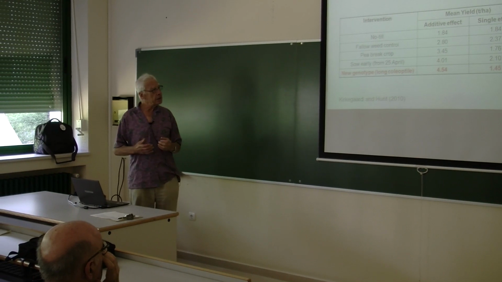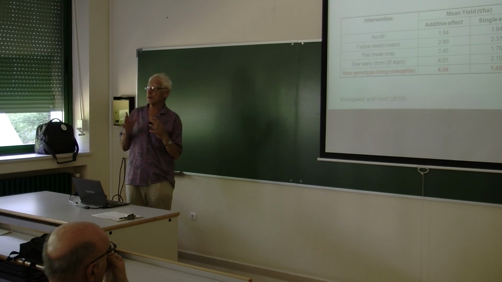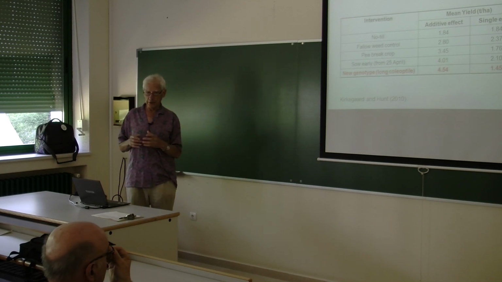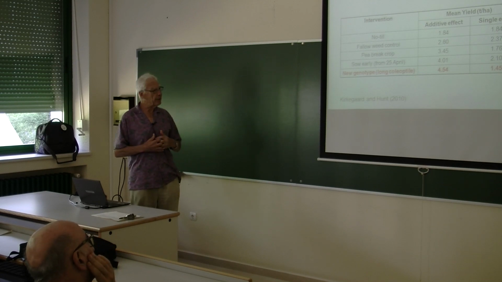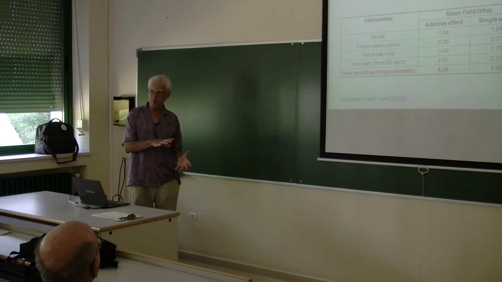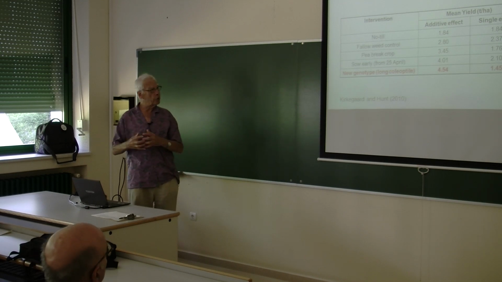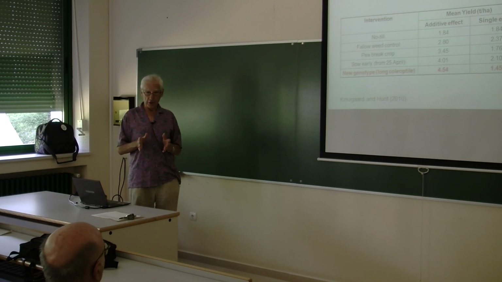So no-till gives you a slight increase in yield, partly because of your ability to be more timely in your sowing. The fallow weed control gives a substantial effect because you get the summer rainfall. The break crop, peas especially, because they do not take much water from the subsoil, give you more water to use. And the early sowing has a substantial effect. And the new genotypes with the long coleoptile reduce the yield.